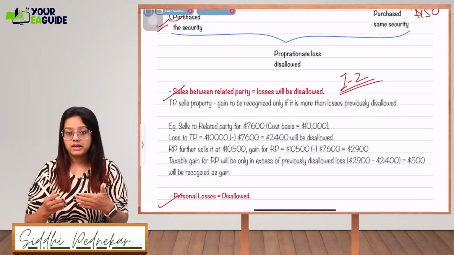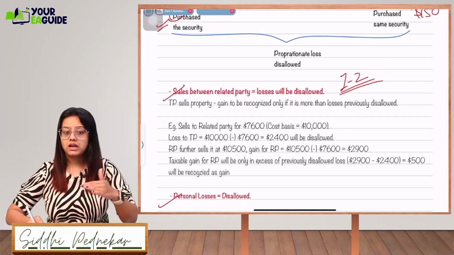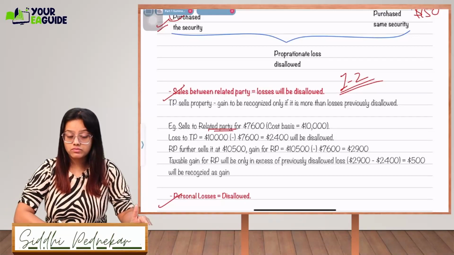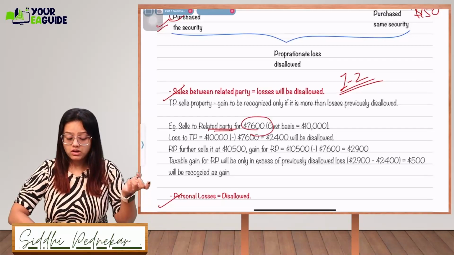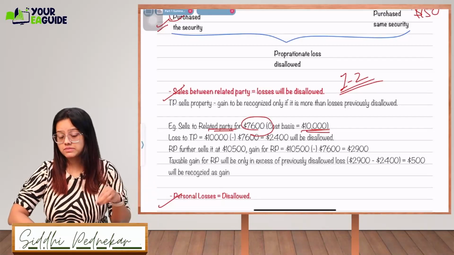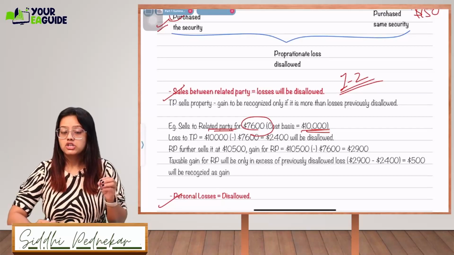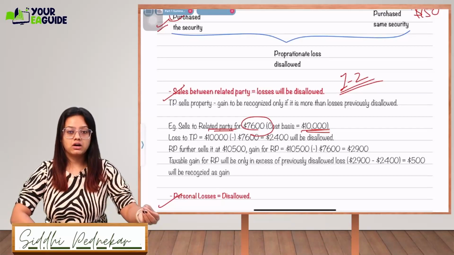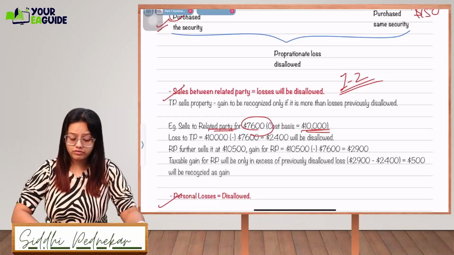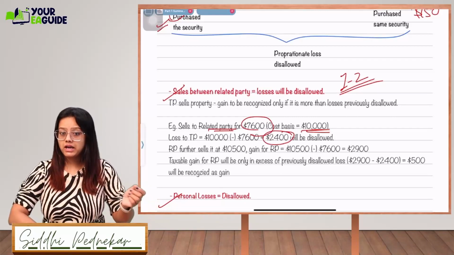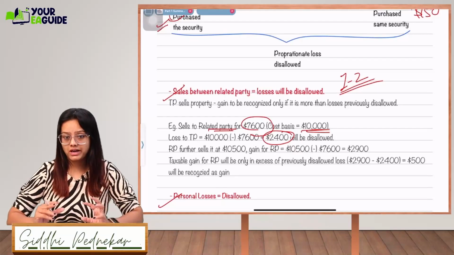Whenever there is a related party, I took the example of my sister. My sister is a related party to me. So when I'm going to sell her certain property, let's say I'm selling a property to my sister for $7,600. I bought that property many years ago for $10,000, so the cost basis for me is $10,000. I'm not going to charge any depreciation, it's my personal property. I am selling it to her at $7,600. So can I say I have incurred a loss of $2,400? But since she is my related party, I cannot claim this $2,400 loss on my tax return.